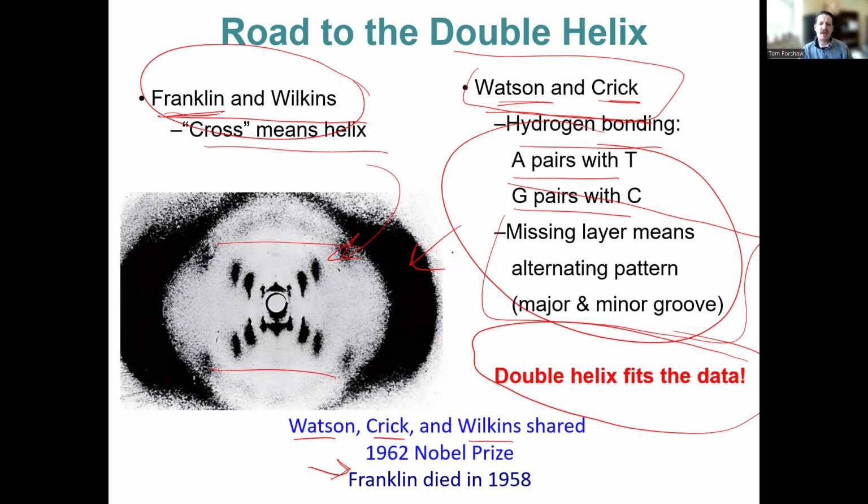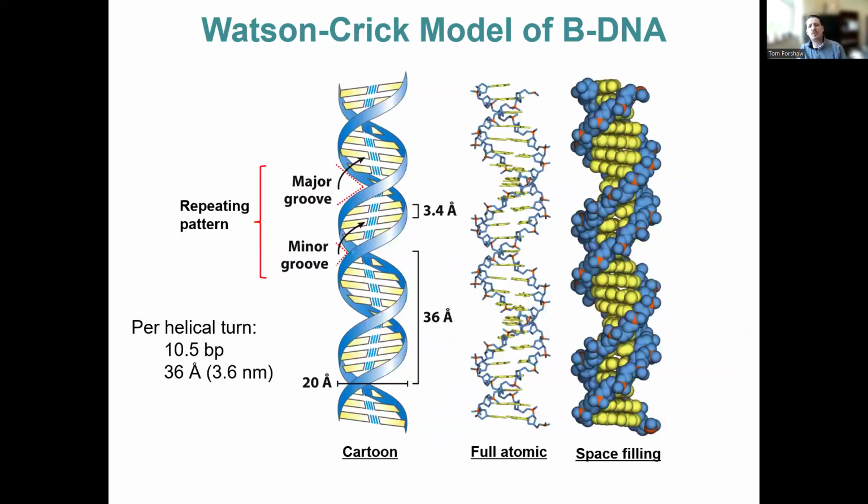But essentially, these folks were all able to put together their knowledge in order to conclude the structure of DNA. And this is kind of what it looks like. So this is 3 different illustrations. There's a cartoon, the full atomic, where you can see all of the atoms, and then the atoms arranged in a space-filling conformation. You can see that it's not just a helix, right? It's a double helix, but also it's asymmetrical.